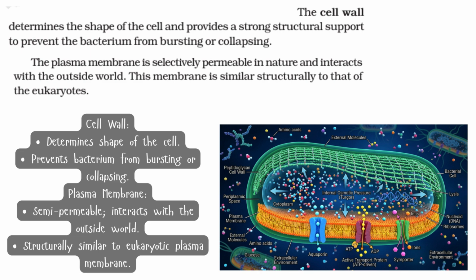Let's look at the remaining layers. The middle cell wall determines the shape of the cell and provides strong structural support to prevent the bacterium from bursting or collapsing due to osmotic pressure. NCERT notes that this membrane is structurally similar to that of eukaryotes. Mark this comparison for structural questions.